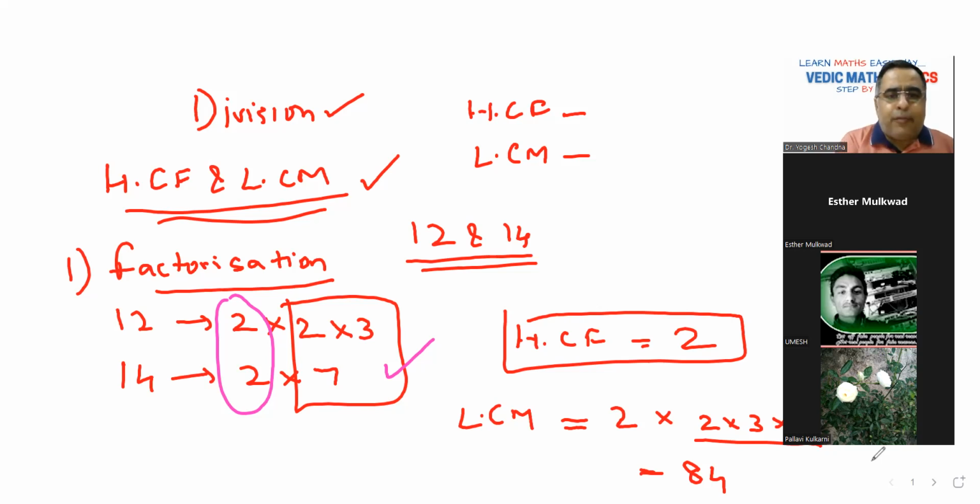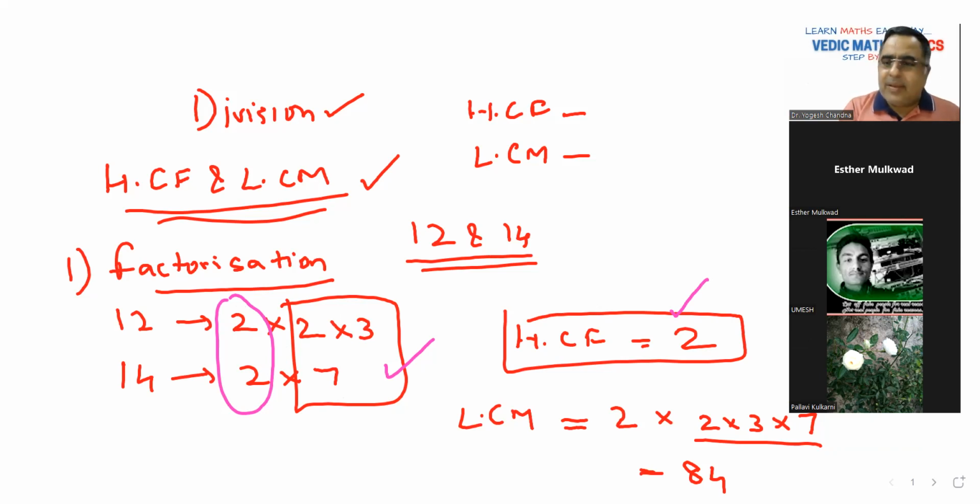Factorization is like this. Factors of 12 are 2, 2 into 3, correct? And 14 is 2 into 7. Any other common factor? No. So the HCF is the common one, 2. And whatever is left, multiplied with the HCF gives me the LCM. This is known as the factorization method.